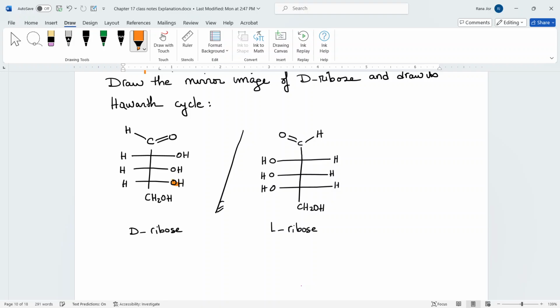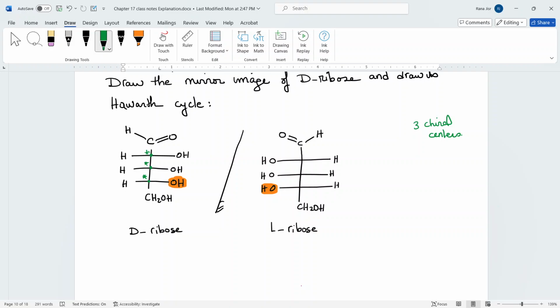And again, this one is a D because the OH is to the right. Here, the OH is to the left. This is why it is the L stereoisomer in there. So now how many chiral centers do we have? Each one of those is considered to be a chiral center because each one has 4 different groups. So take each one separate and look at it. They have 4 different groups in there. So I do have 3 chiral centers in there.